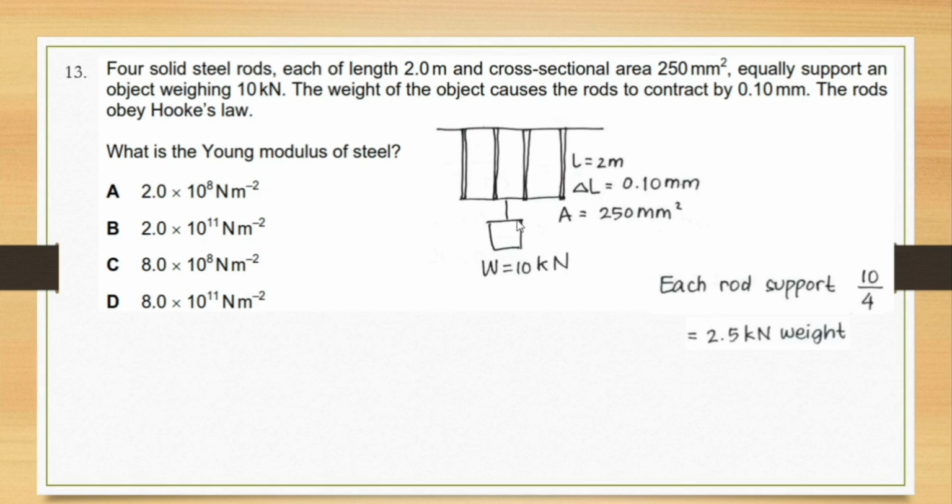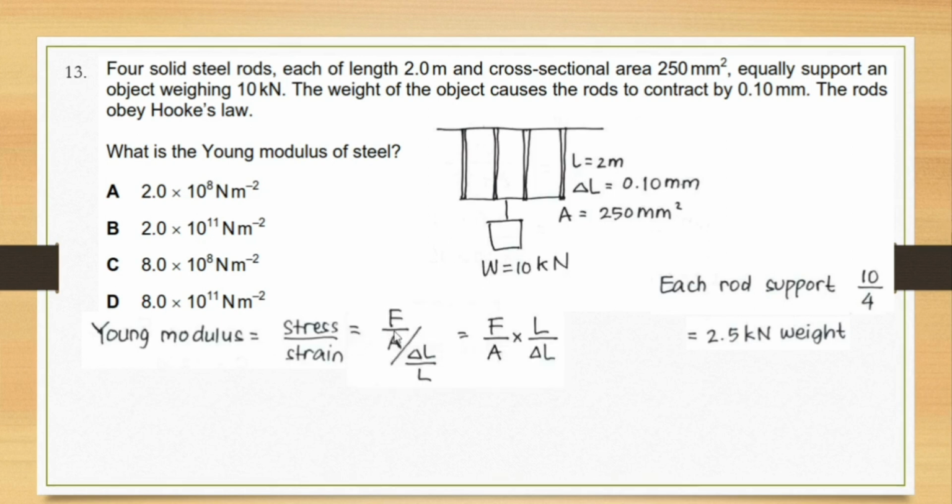If we have 10 kilonewtons divided by 4, supported by 4 rods like this, then each rod will support only 10 over 4 kilonewtons of weight, 2.5 kilonewtons of weight. So when we want to find the Young modulus, it is stress over strain, and stress itself is F over A. Strain is delta length over original length. It is equal to F over A multiplied by original length over the extension or the contraction here.